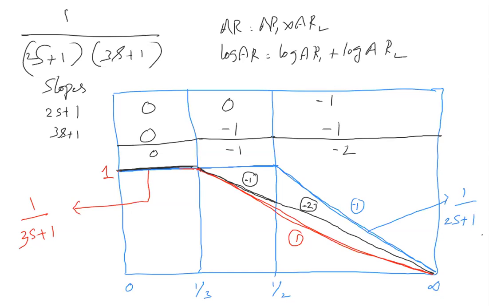Because here, what is 2s plus 1? 2s plus 1 has 0 slope here, 0 slope here, because when 1 by 2 is there, it changes to slope minus 1. 3s plus 1: 0, minus 1, minus 1. Later on, it changes to slope minus 2.